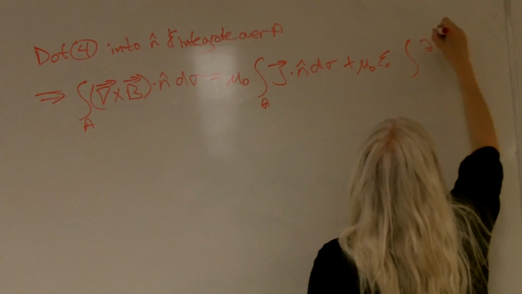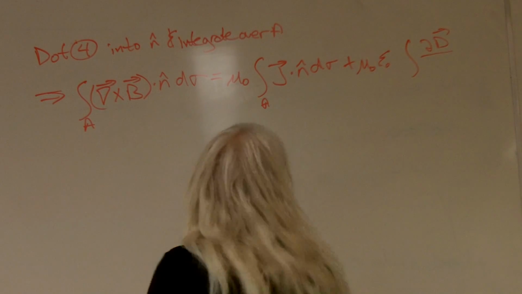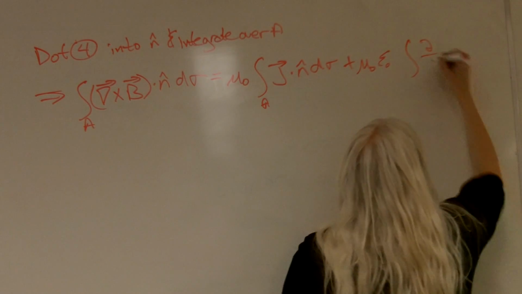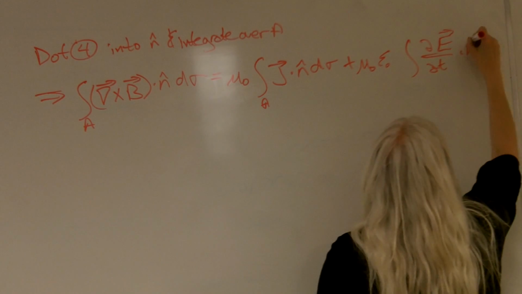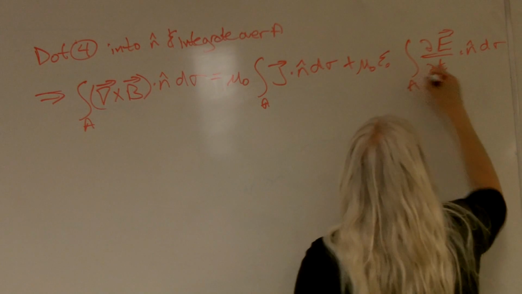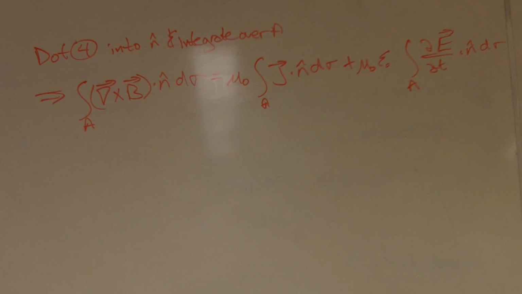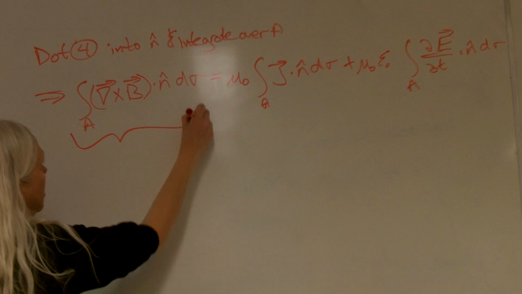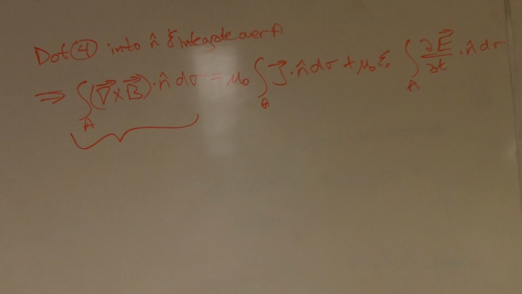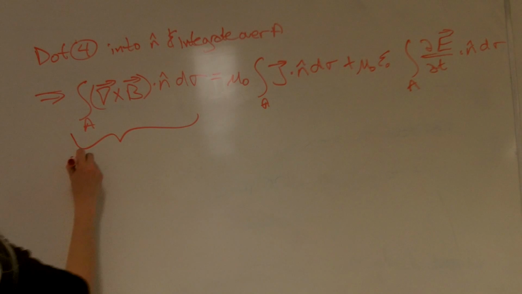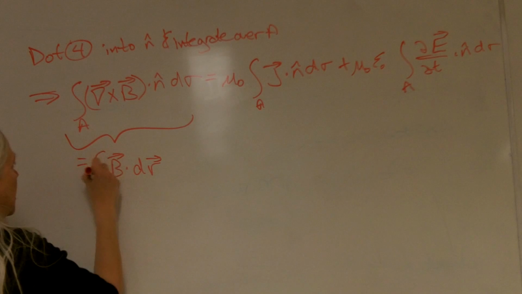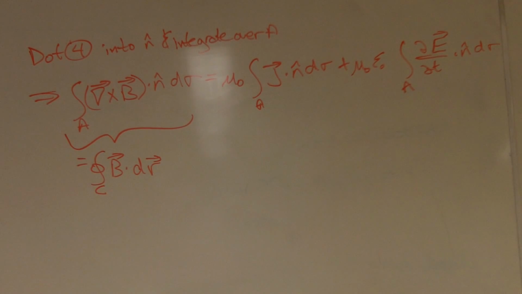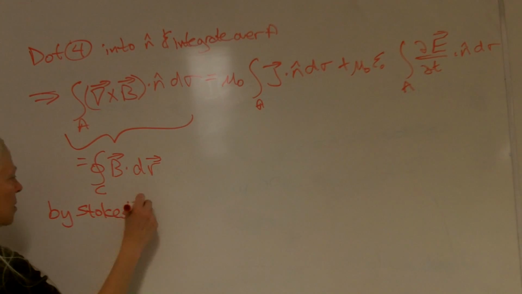And so we've got inside the integral the derivative of, I wrote it in terms of E, not D, the derivative of E with respect to t, dotted into n hat d sigma and integrated over the area A. On the left-hand side, just like we did over here, we can use Stokes' theorem. This is equal to the integral of B dot dr integrated around the closed path C that forms the boundary of A, by Stokes' theorem.